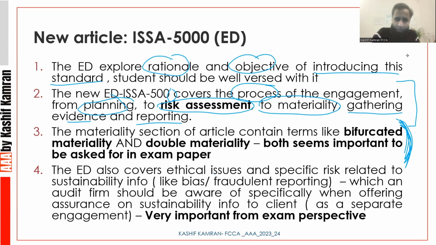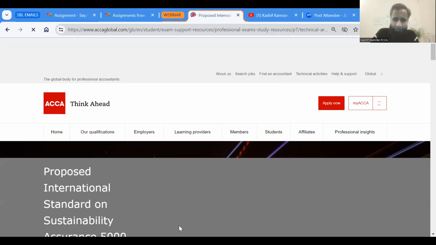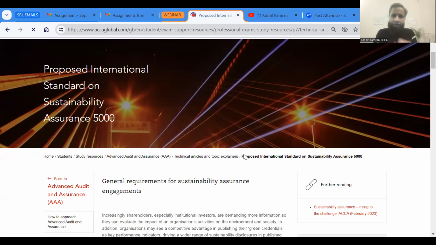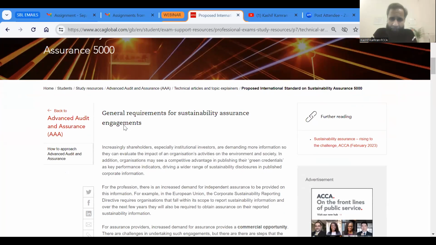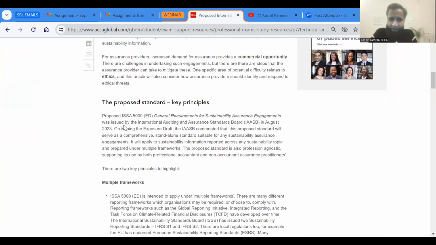If I can just brush over the article for a minute, I can show you this new article on the website. I hope you can see that in front of your screen, all of you now. Can you all see this new article, Proposed International Standard on Sustainability Assurance, ISSA 5000, in front of your screen? So please read through it. There are some very important paragraphs here.